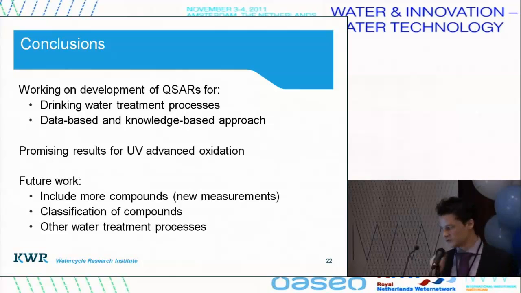So far we have promising results for the UV advanced oxidation, and in future work we will try to include more compounds and use other treatment processes, and also to make a classification of compounds, because in our case we developed a QSAR for all the compounds, which can be quite different, and you can also try to develop a few QSARs for more closely related chemicals.